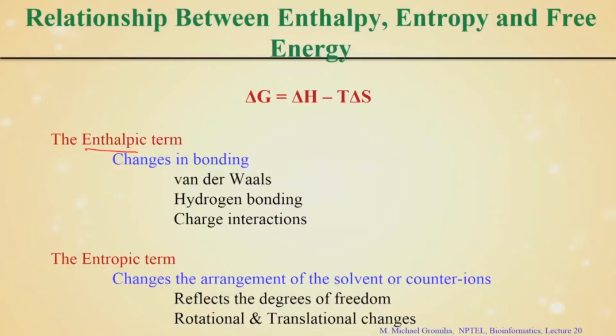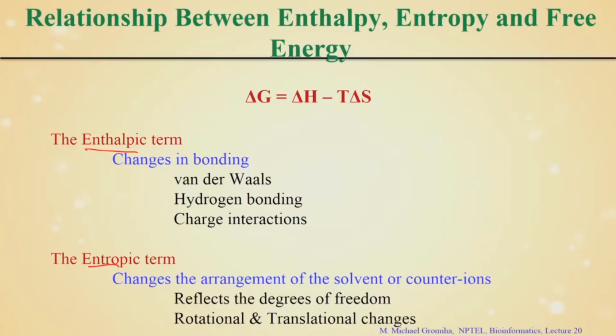So, mainly the changes in bonding energy, and you can see different types of non-covalent interactions like van der Waals energy, hydrophobic energy, hydrogen bonds and other charge interactions. When you look at the entropic term, this is the arrangement of the solvents and counter ions, and how they change. For example, the rotational degrees of freedom, translational changes and so on. This will account for the entropy of the system. So, we have the enthalpy and we have the entropy, and you can calculate free energy. That is the general definition for the free energy.